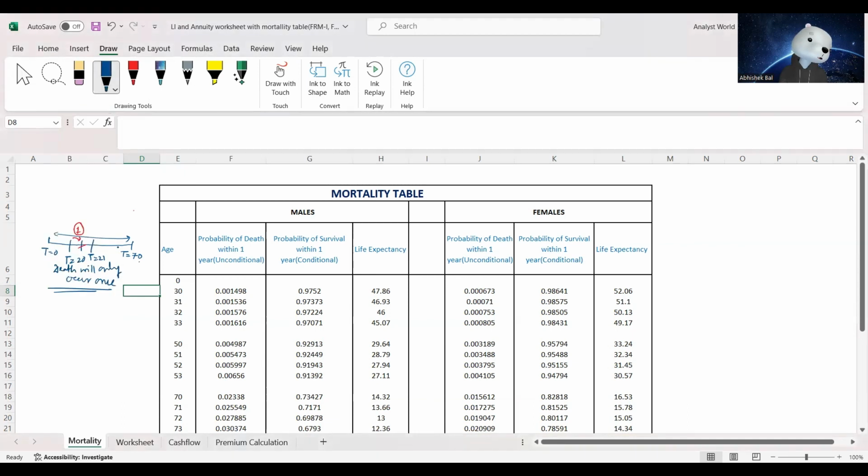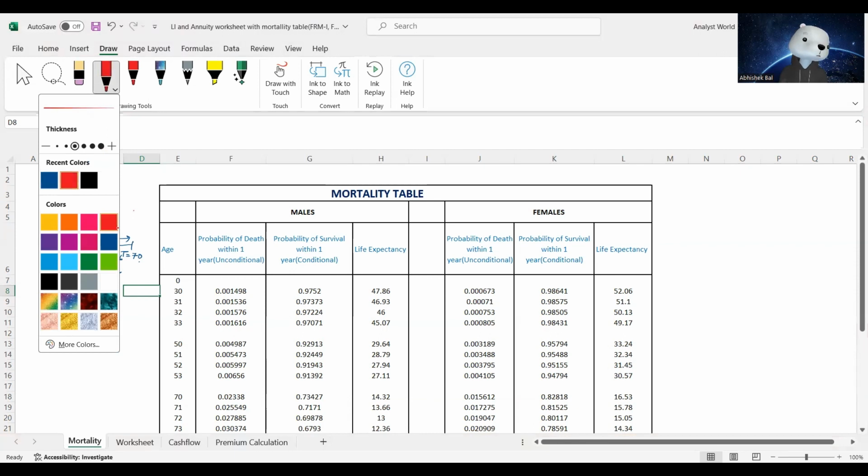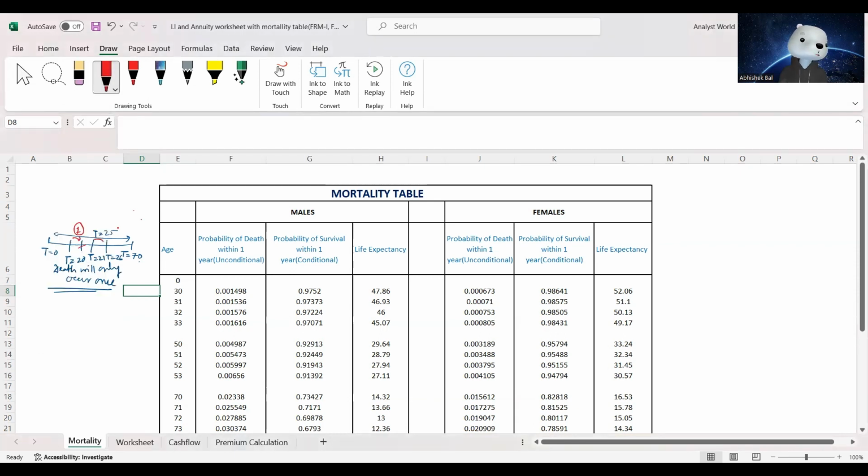And the same goes for all the succeeding years. So if you take the timeline of, let's say, 25, again the same thing would happen: the probability that the person is going to live up until his 26th year is a function of the person not dying between the year 25 and 26.